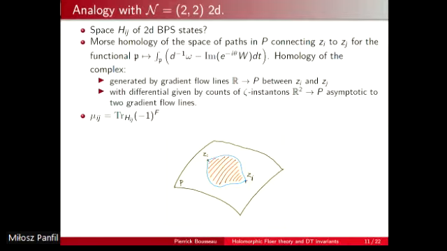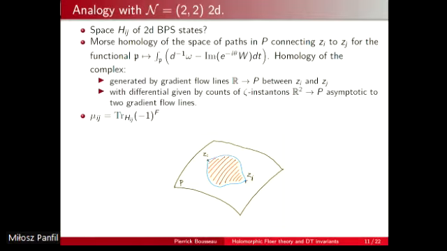So this space of paths is some infinite dimensional manifold. And on this infinite dimensional manifold, you consider a functional given by this formula, essentially by integrating over a path a one-form, which is obtained by taking a primitive of a Kähler form perturbed by something involving W. And then you apply Morse theory to this infinite dimensional setup. In other words, you construct a complex generated by gradient flow lines between Zi and Zj. So this kind of blue curve on this picture.